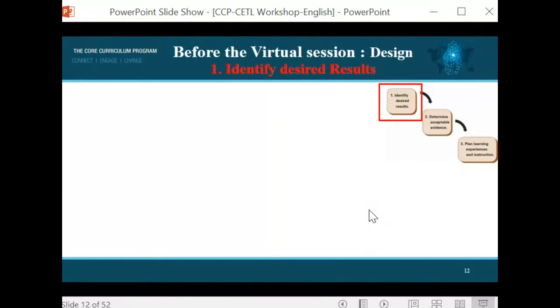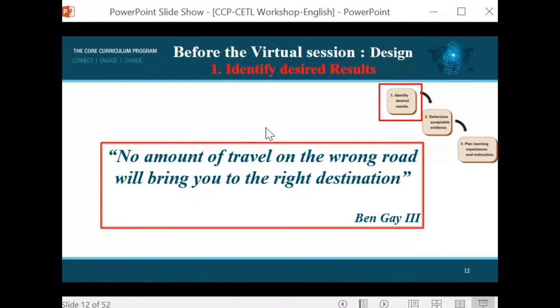The first step of designing the session is identify desired results. Let's begin with this quotation. The celebrated inspirational speaker, coach, and author Ben Guthrie once said, "No amount of travel on the wrong road will bring you to the right destination." What does it mean? The same can be said about instructional design. Learning objectives, which refer to the identify desired results step, are to instructional designers the same as a map to a traveler. With the proper learning objectives in place, designing a relevant, engaging, and useful session becomes a lot easier.